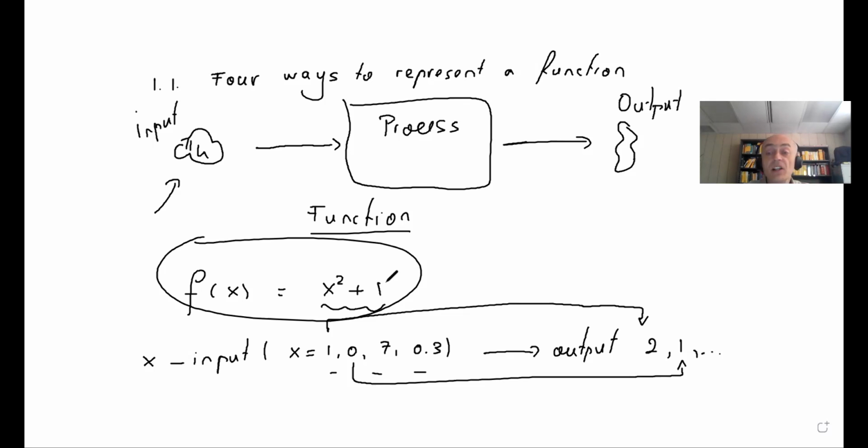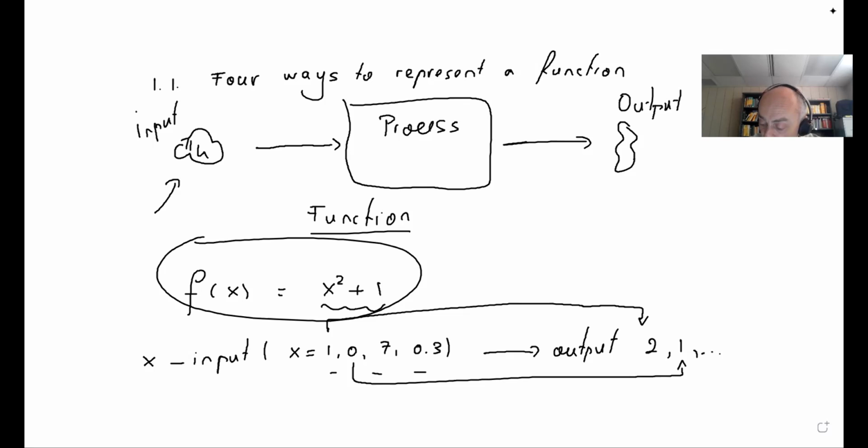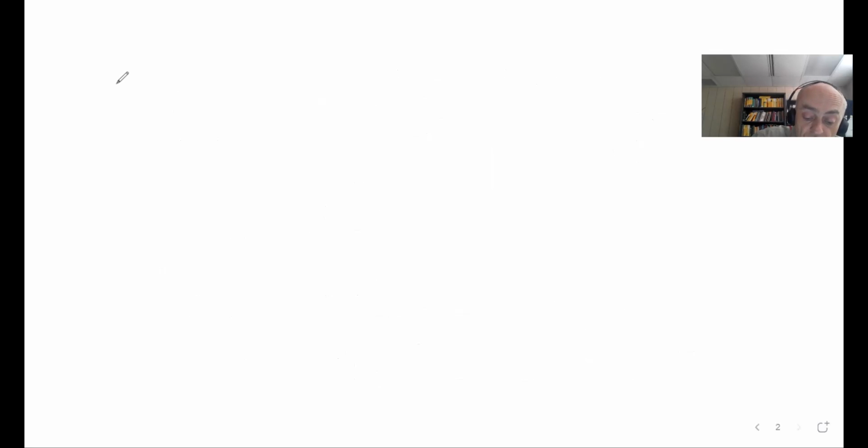And they tell us here in the book that the first way to represent a function is by using a verbal description. So let me just change pages here. So there's four ways to represent a function. So the first way to represent a function is by a verbal description.